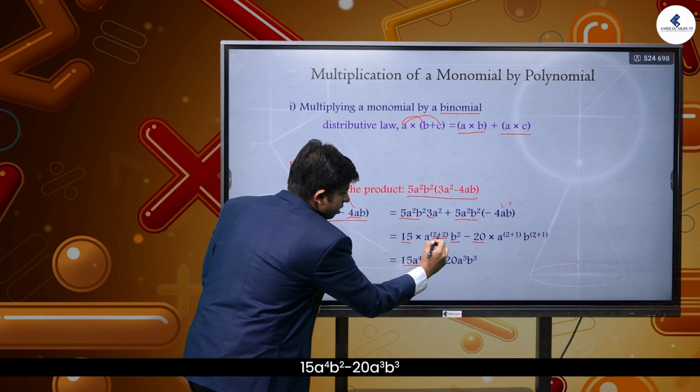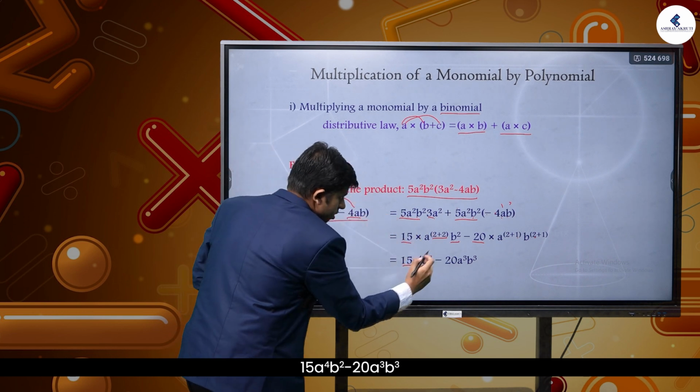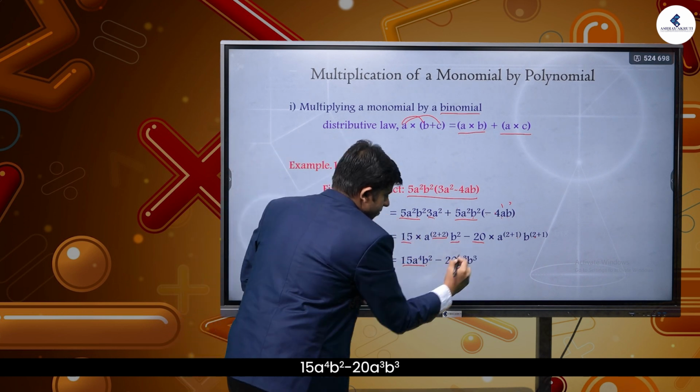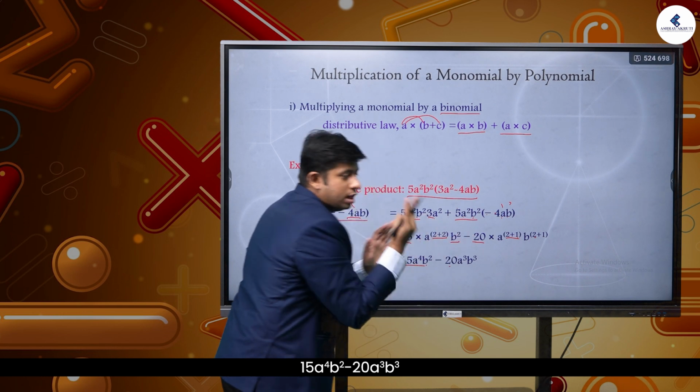a to the power of 4 b to the power of 2 minus 20 a to the power of 3 b to the power of 3.